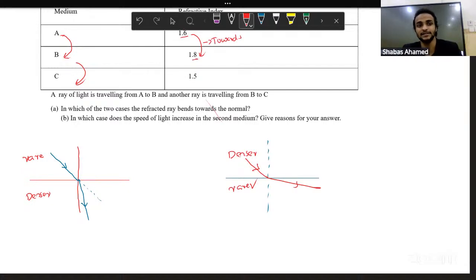Look at the next case, the transition is from D to C. That means the light is traveling from 1.8 to 1.5, which means it is traveling from a denser medium to a rarer medium. So the bending will be away from the normal. I hope you understood.